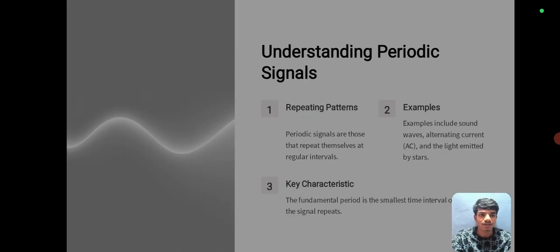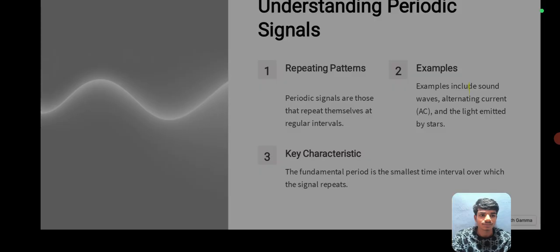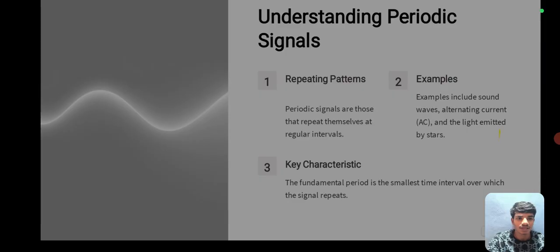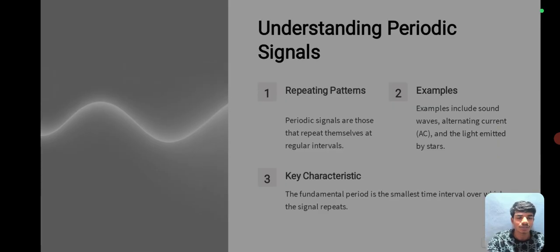In the next slide we have understanding periodic signals. In that we have repeating patterns, examples and key characteristics. The first point is repeating patterns. Periodic signals are those that repeat themselves at regular intervals. The second point is examples. Examples include sound waves, alternating currents and the light emitted by stars. And the third we have key characteristics. The fundamental period is the smallest time interval over which the signal repeats. This is about understanding periodic signals.